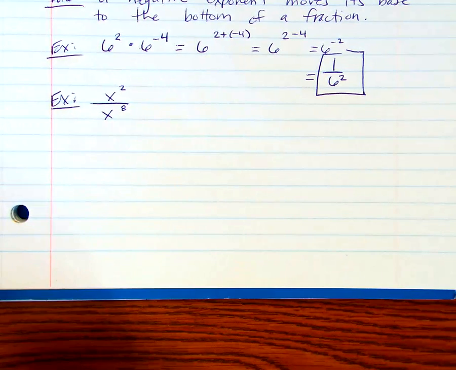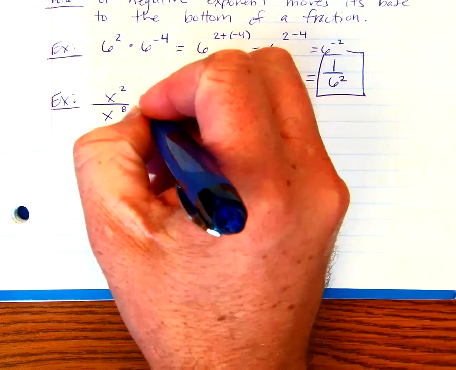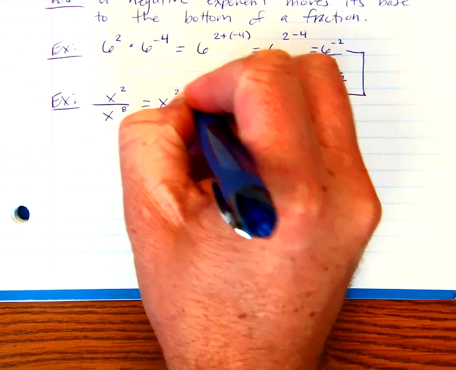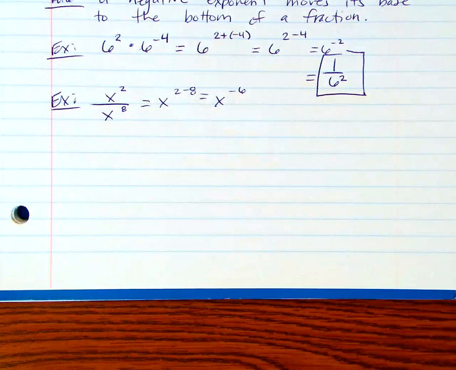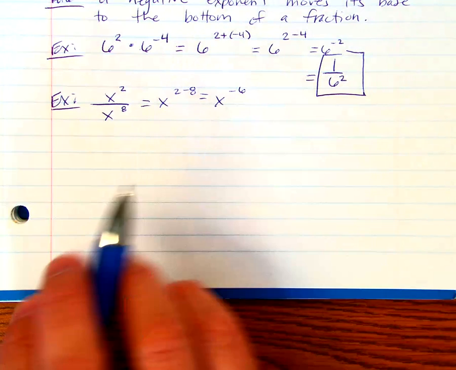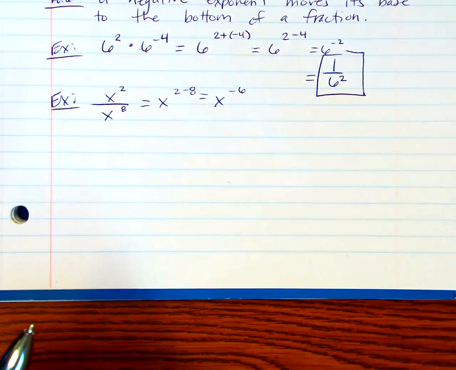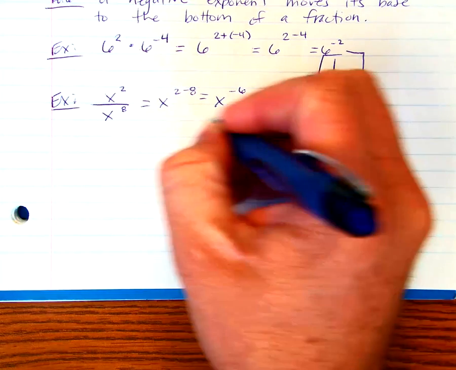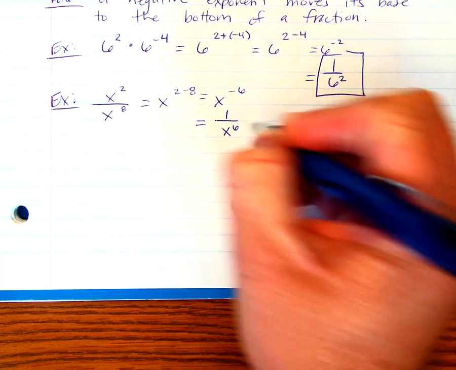And earlier we said, well, you always just go top to bottom. So 2 minus 8, so this would be x to the 2 minus 8, which is negative 6. And in this case, if I have negative 6, then I need to move that to the bottom. I can't have a negative exponent for my final answer. So I would say, let's move this down to the bottom. So 1 over x to the 6th.